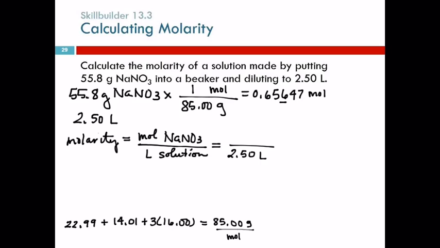I take the moles of solute and I put it into the equation for the molarity. Oops, I almost wrote grams. That's not grams, it's moles. So 0.65647 divided by 2.50, and I get 0.263. The units there are moles per liter, right? That's what we've got here, moles per liter. Another way to represent that is with the capital M, 0.263 capital M.